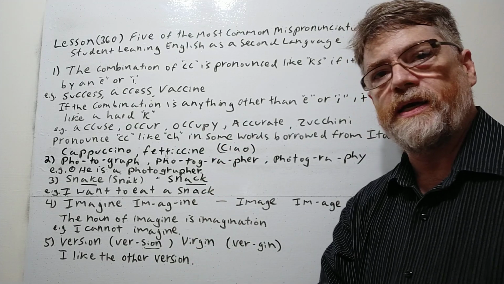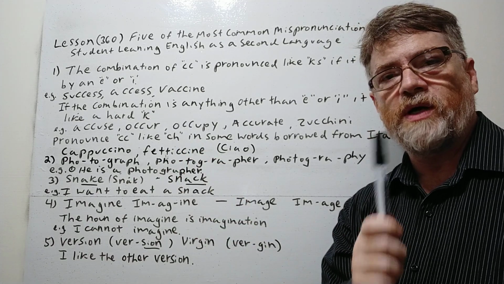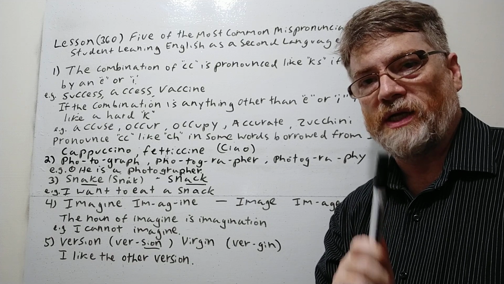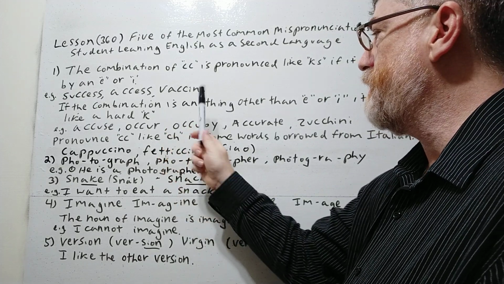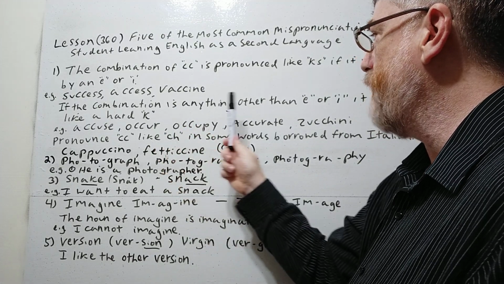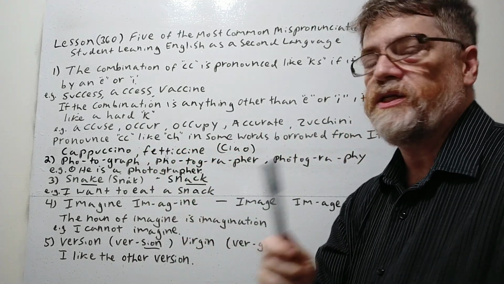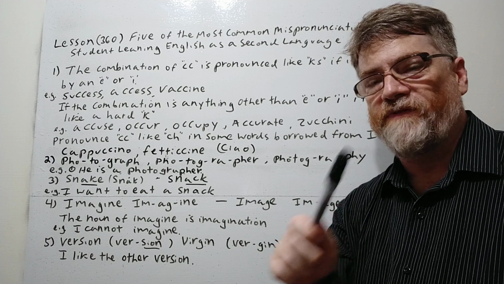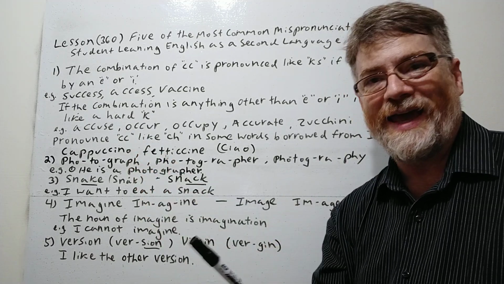Okay, let's continue here with the CC, because you do come across some other CC combinations that are pronounced a little differently. So if the combination of CC is followed by anything other than an E or an I, it is pronounced like a hard K. So if you get a CC combination and it's not followed by an E or an I, then it's pronounced like a hard K.